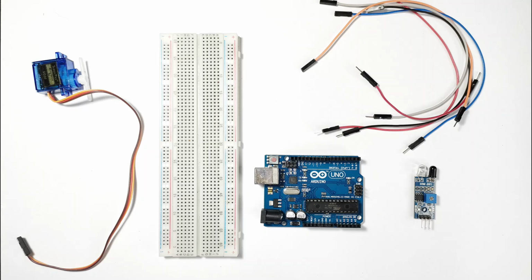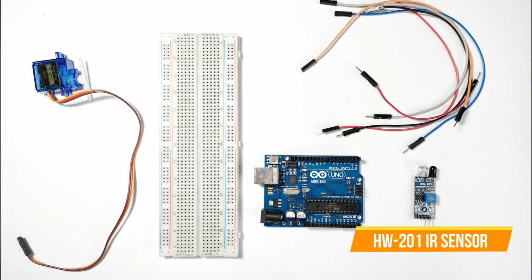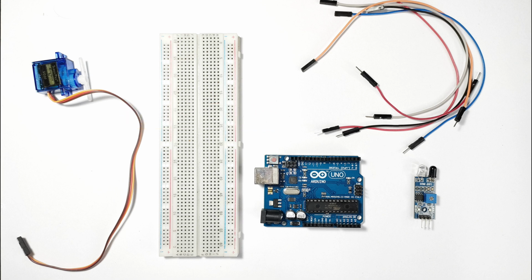Here's what you'll need for this project: an Arduino board, a servo motor, an HW-201 IR obstacle sensor, jumper wires, a breadboard. Make sure you have everything ready, and then we can begin with the wiring.